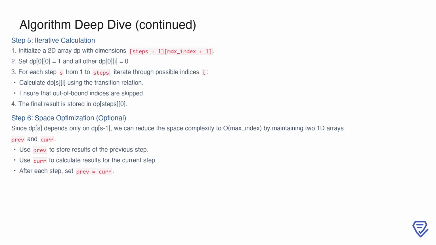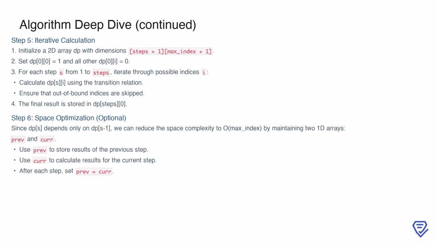To implement this iteratively, we initialize a 2D array dp with dimensions steps plus 1, max_index plus 1. First, we set dp[0][0] equals 1, as that's our base case. For all other indices i, set dp[0][i] equals 0. Then, for each step s from 1 to the total number of steps, we iterate through all possible indices i. For each index, we calculate dp[s][i] using the transition relation we discussed, while ensuring out-of-bound indices are skipped. The final result will be stored in dp[steps][0], which is what we're trying to compute.